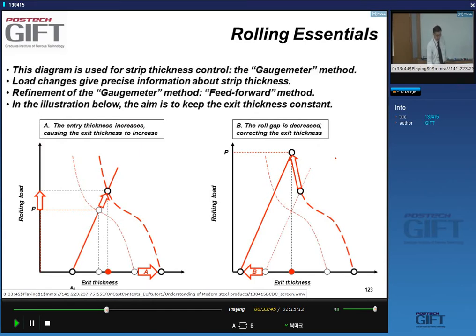So how can we use this diagram and this approach? It forms the basis for the exit thickness control, and it's called the gauge meter method. And it basically tells us that because the working point of the mill determines the load and the exit thickness, any change in load also gives me precise information about changes in the thickness of the strip. And this method has been improved, but the principle is still the same. There's, for instance, a feed-forward method, which, if we have time, we may discuss, which is a more modern development of this.